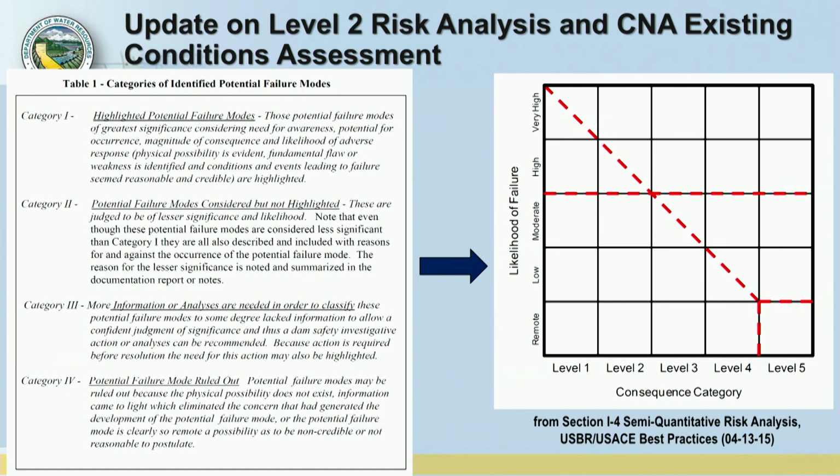So basically, instead of using the traditional categories 1, 2, 3, or 4, we are going to, under the Level 2, go to a semi-quantitative risk analysis, which uses a chart like this on the right, which looks at different consequences and likelihoods, actually estimates likelihoods as well as a range of consequences.